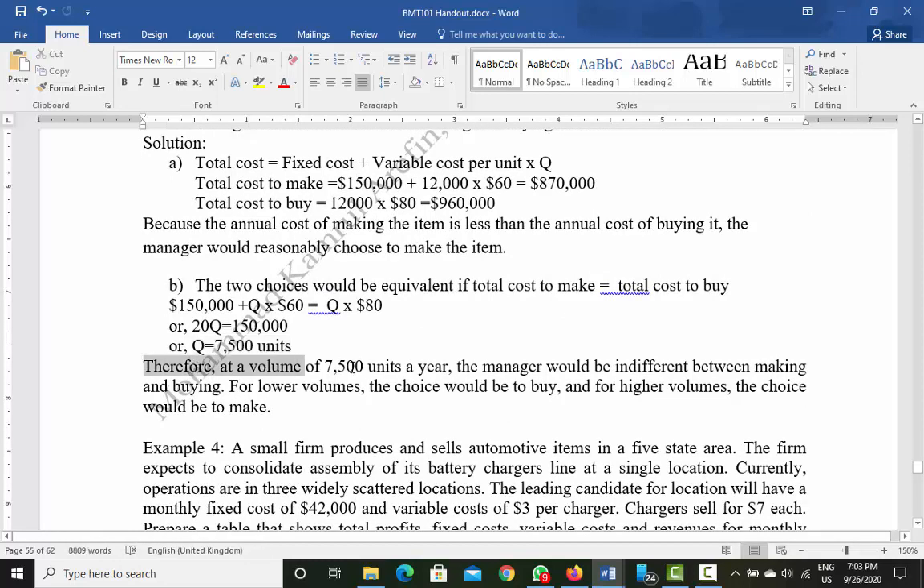Therefore at a volume of 7,500 units a year, the manager would be indifferent between making and buying. For lower volumes the choice would be to buy. If you need exactly 7,500 units, you may choose either to make or to buy. But if you need less than 7,500 units per year, it would be better to buy from outside rather than making it. If you need more than 7,500 units per year, it would be better to make it within the company.